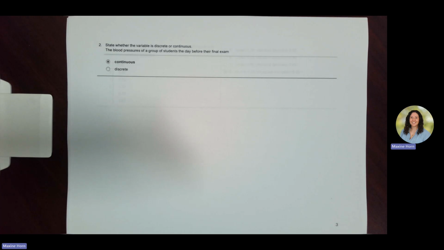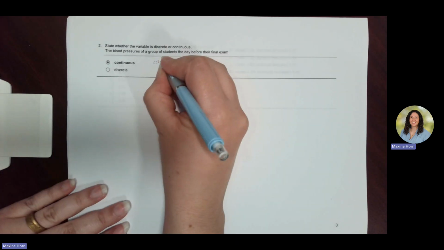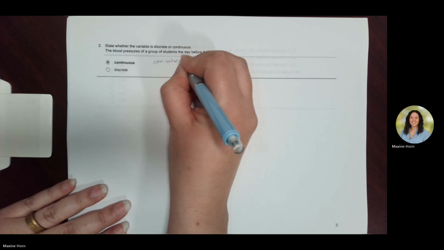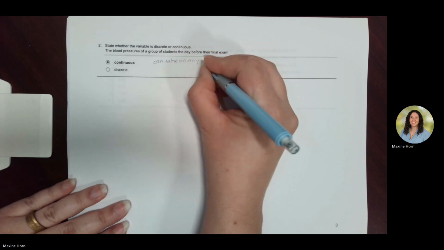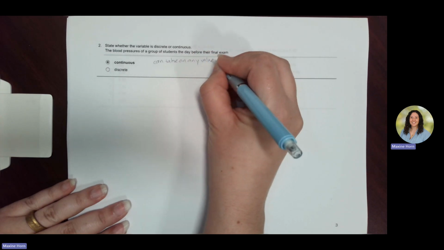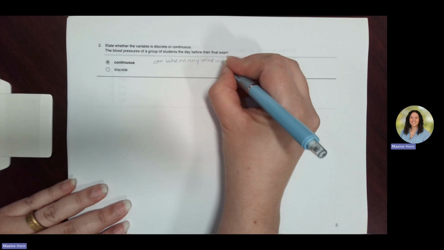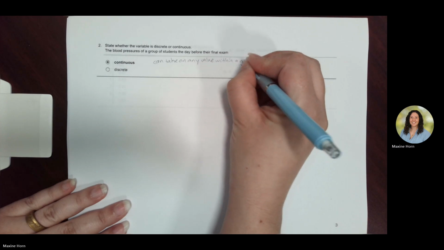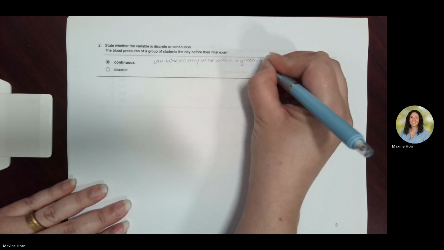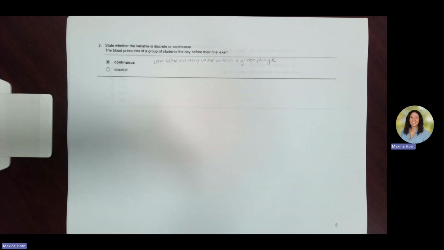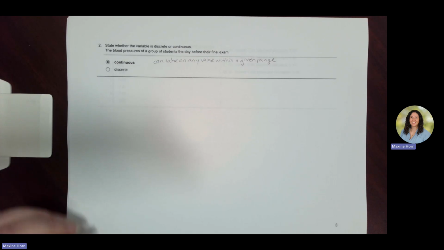But yeah, it can take on any value within, let me actually write that out. It can take on any value within a given range. And we're limited only by the precision, that was the word I was looking for, limited only by the precision of the measuring instrument. So continuous is what this one would be.